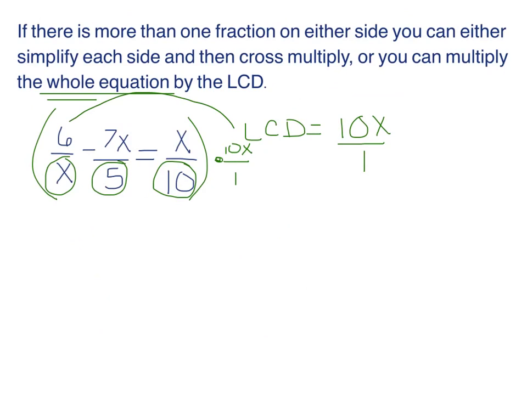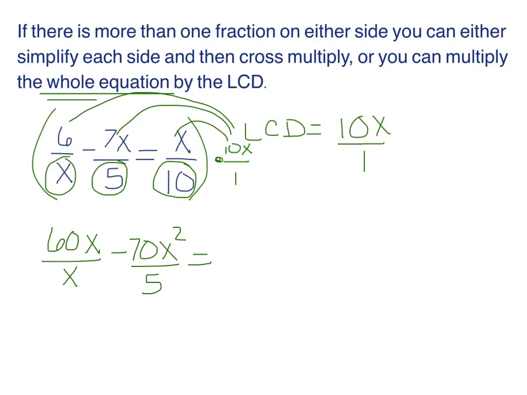10x times 6 would be 60x over x times 1 is x, minus 10x times 7x would be 70x squared over 5 times 1 is 5, and then equals, and then 10x times x is 10x squared over 10 times 1 is 10. And then we can simplify, since this LCD, this lowest common denominator, is common to all our fractions.